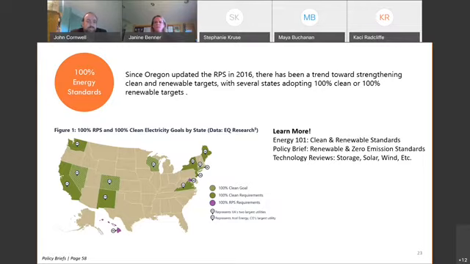And so, for example, our neighbors, Washington and California, have both recently adopted 100% clean electricity goals, both setting a target date of 2045 for reaching that goal. And if you want to learn more about these policies, as well as technologies to help reach them, the Biennial Energy Report has some detailed Energy 101 and policy brief sections on these topics.